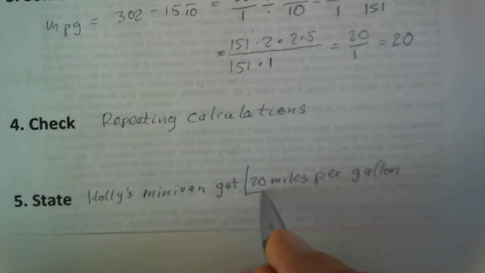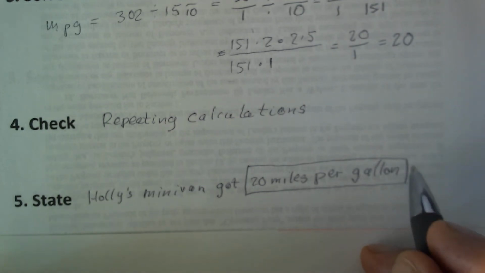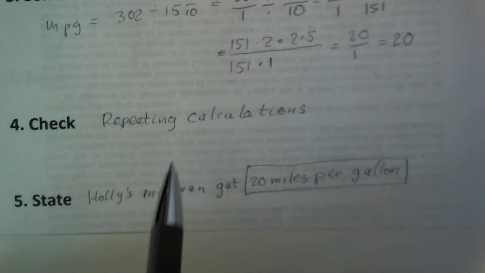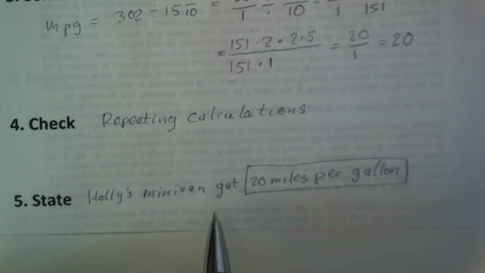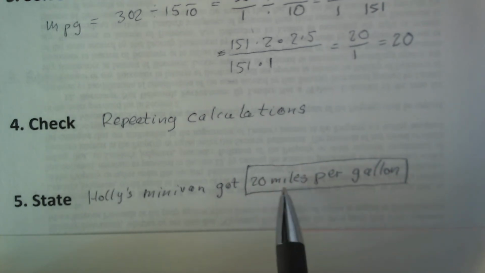And as you can see, the units of measure become more and more important when we have problems to solve like this. To write down 20 might indicate you don't really know exactly what that represents, but it represents 20 miles per gallon. So always think about the number and what it represents. In this case, 20 miles per gallon.